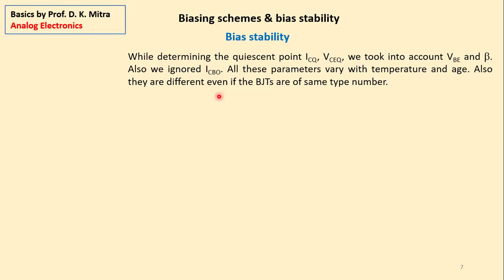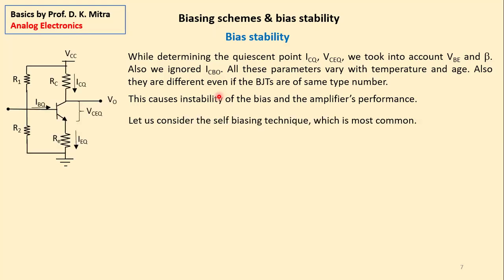Now we are going to learn what bias stability is, and then how we can compensate for the instabilities. So this causes instability of the bias and the amplifier's performance. Let us consider the self-biasing technique, which is the most popular technique. We shall do our analysis of bias stability on this circuit, the most popular circuit.